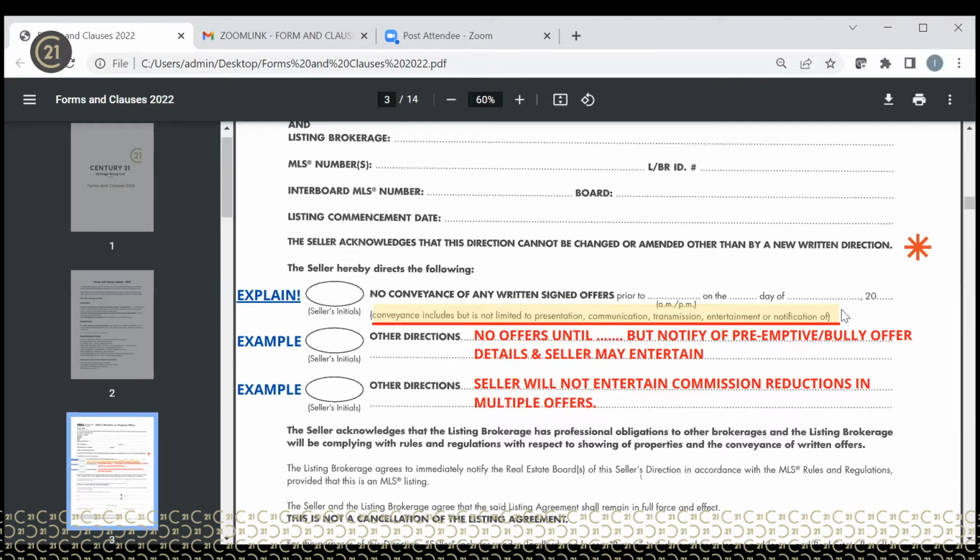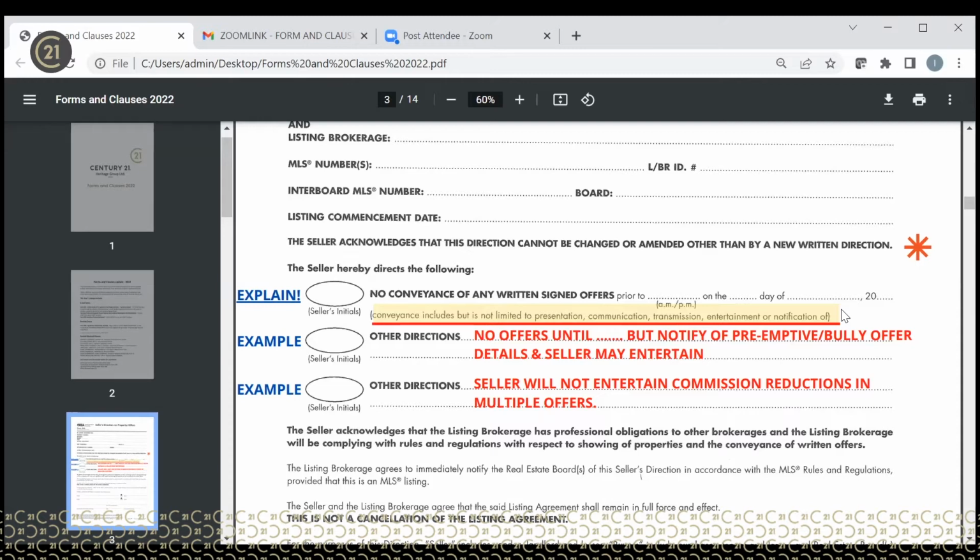Other areas where you can put in your directions are just underneath it. An example would be no offers until, and you put the time and date, but notify your seller of preemptive or bully offers, notify them of the detail, and the seller may entertain it or may change his written direction. So that's usually where you would put your instructions after explaining to your client exactly what that means.